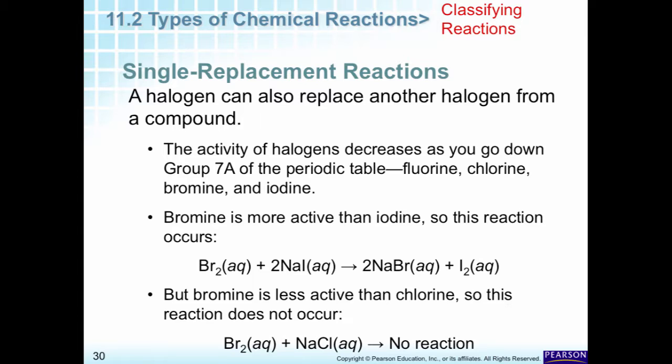As we mentioned, chlorine is more active than bromine, so it will replace it. Bromine is above iodine in group 7, so it will replace iodine as shown in this slide. So the most reactive would be fluorine, then chlorine, bromine, iodine. Fluorine will replace all the other ones. Chlorine will replace everything except fluorine. Bromine will replace iodine, and iodine won't replace anybody. All right, got it? Got the idea?